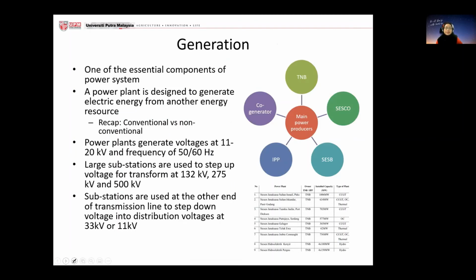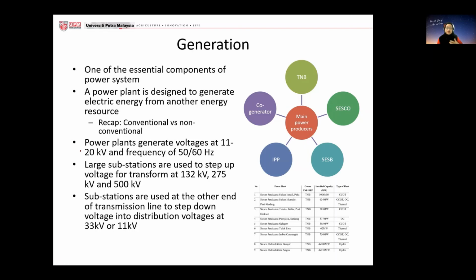So generation is actually one of the essential components of our system, as we've looked before, about how energy is generated at power plants. A power plant is designed to generate electricity from another energy source, and you can look back at conventional and non-conventional energy. Usually they generate voltages at 11 to 20 kilovolts and a frequency of 50 or 60 hertz.